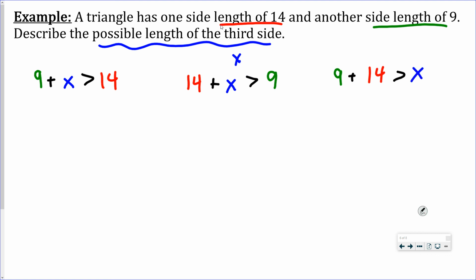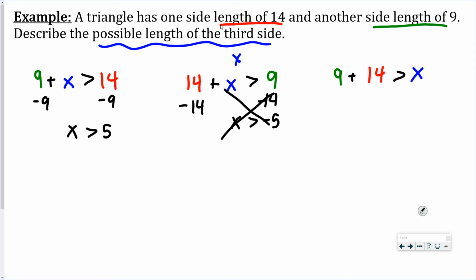Let's solve these quick. So here I just minus 9. I get that side has to be greater than 5. Okay, noted. Here, I get x has to be greater than negative 5. Well, if it already has to be greater than 5, it's going to be greater than negative 5, so you kind of ignore that. This would take care of this criteria. Over here, 9 plus 14, we get 23 is greater than x. Another way to write this would say that x has to be less than 23.